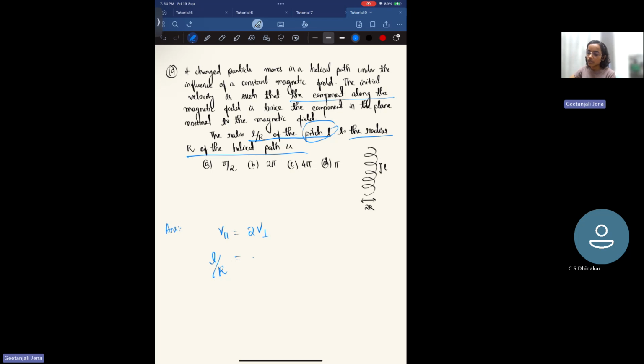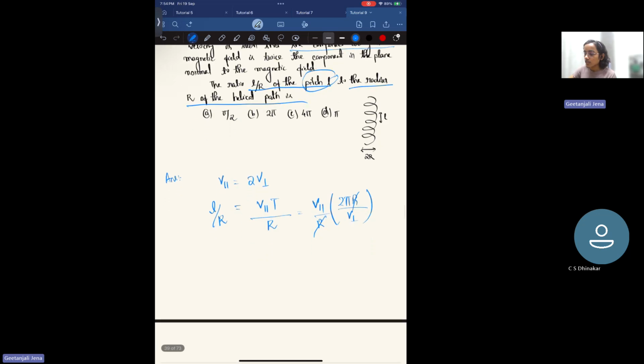So pitch is nothing but V parallel times the time period T. Sorry, T is 2 pi R by V perpendicular. So that means R will cancel and we get 2 pi V parallel by V perpendicular. So this ratio is given, it's 2. So that means the answer would be 4 pi. Option C.